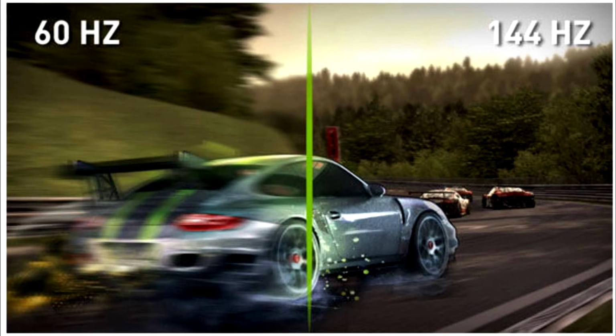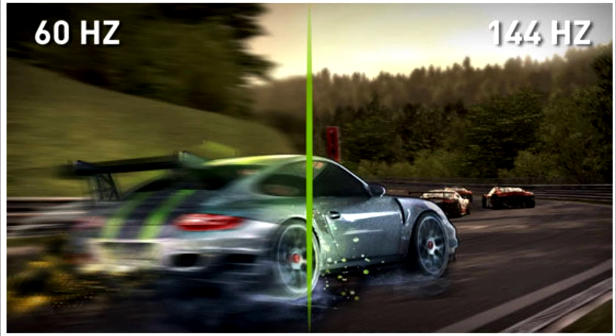The next is the hertz refresh rate. The refresh rate refers to the hertz of the monitor. So usually a TN monitor comes at 60 hertz, same as an IPS monitor. But recently TN have been introducing 120 hertz monitors, 144, and 200 hertz.